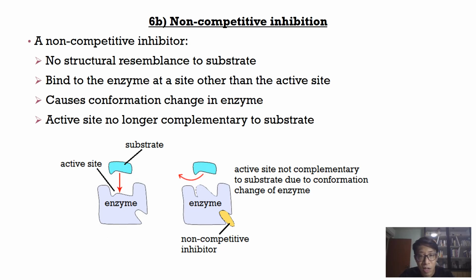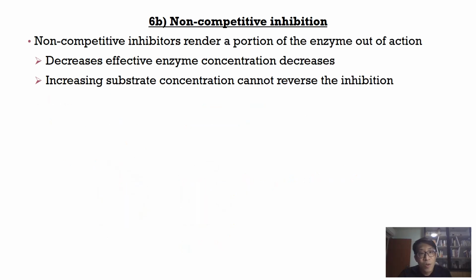When the non-competitive inhibitor binds to this site other than the active site, it causes a conformation change to the enzyme, which in turn causes the active site to change as well. So the active site is no longer complementary to the substrate. It prevents effective collision and formation of the enzyme-substrate complex when the non-competitive inhibitor has bound to the site other than the active site. It is described that non-competitive inhibitors render a portion of the enzyme out of action, and decrease the effective enzyme concentration.